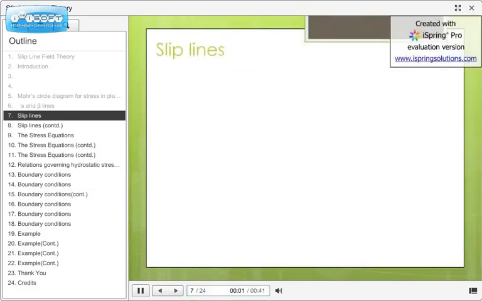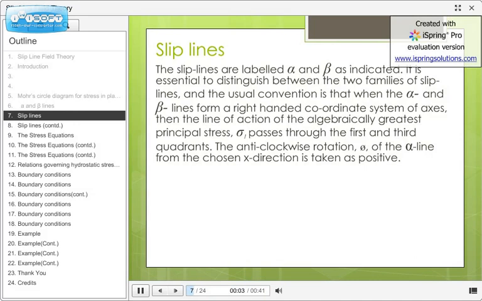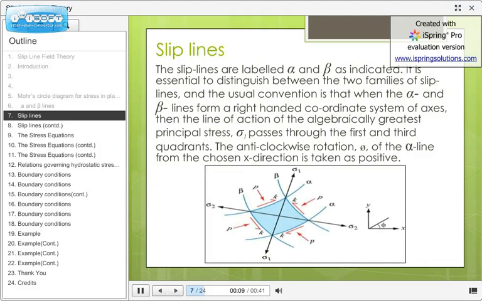Now let us look at the conventions used to distinguish between alpha lines and beta slip lines. The slip lines are labeled alpha and beta as indicated in the figure below. It is essential to distinguish between the two families of slip lines, and the usual convention is that when the alpha and the beta lines form a right-handed coordinate system of axes, then the line of action of the algebraically greatest principal stress sigma 1 passes through the first and the third quadrants. The anti-clockwise rotation theta of the alpha line from the chosen axis is taken as positive. Here P is hydrostatic pressure, which is orthogonal to the slip line, and K is the pure shear strength, which is tangential to the slip line.